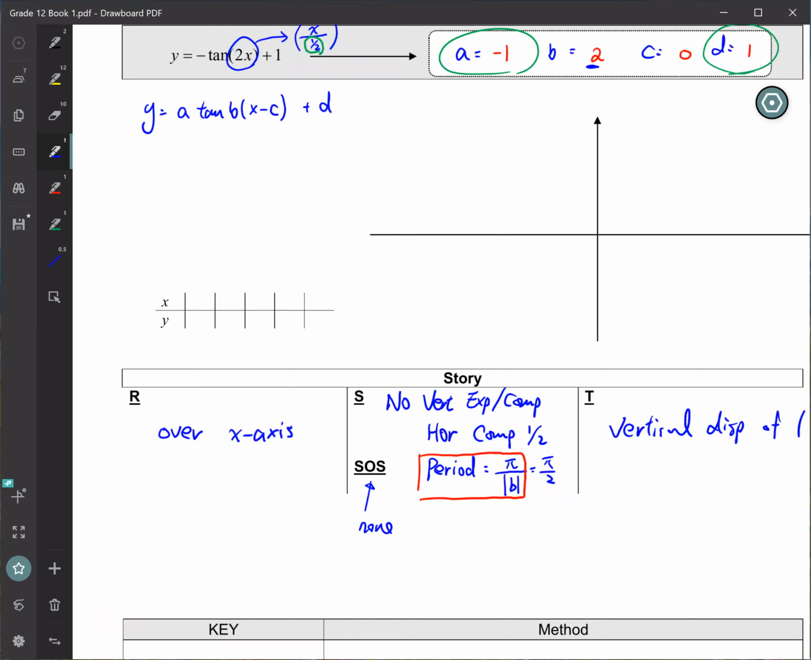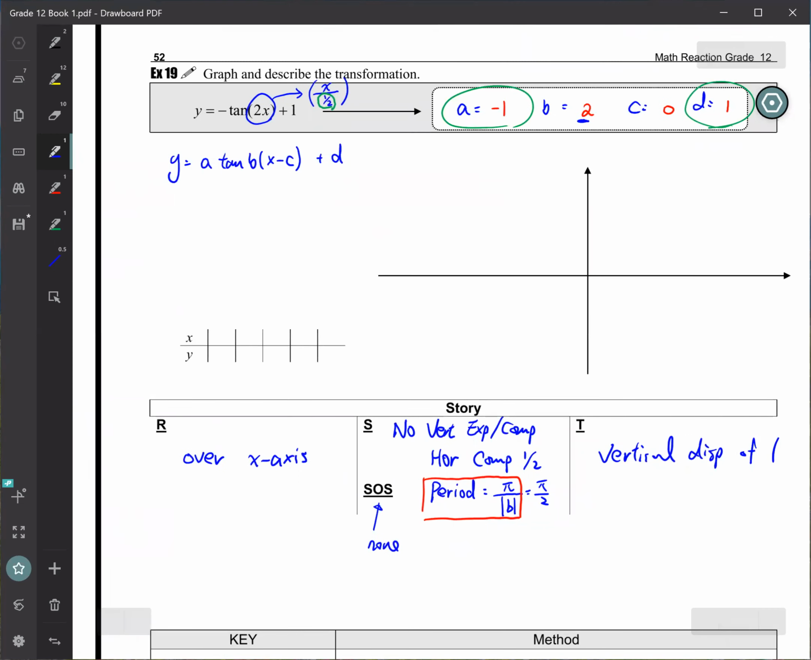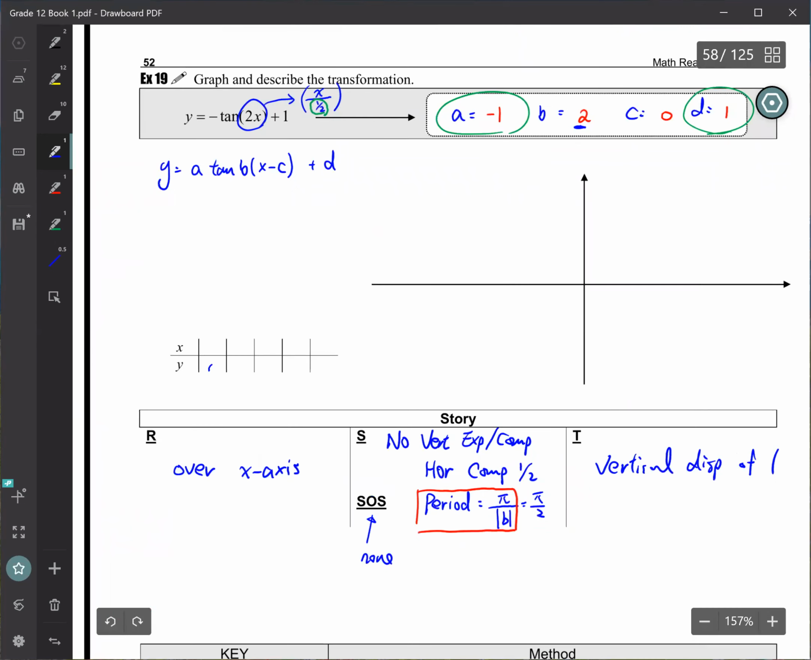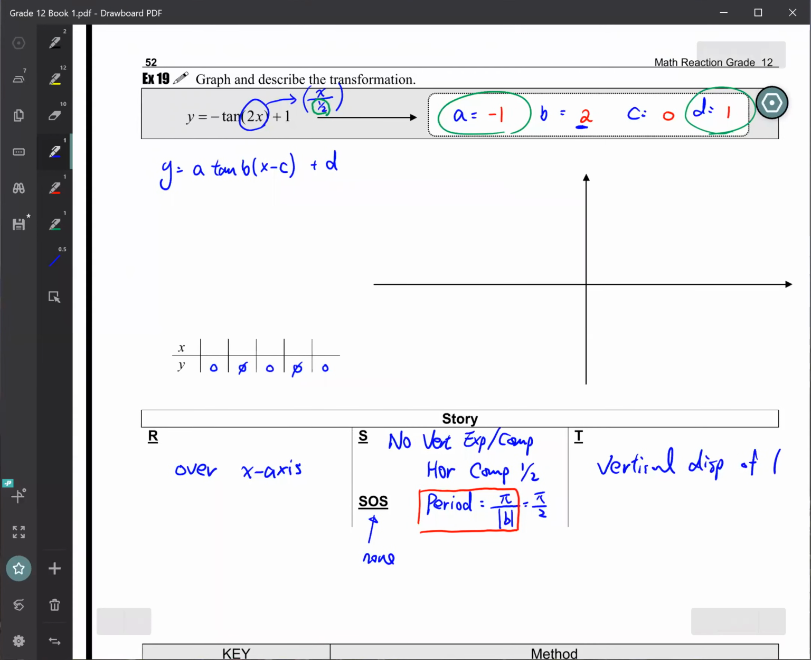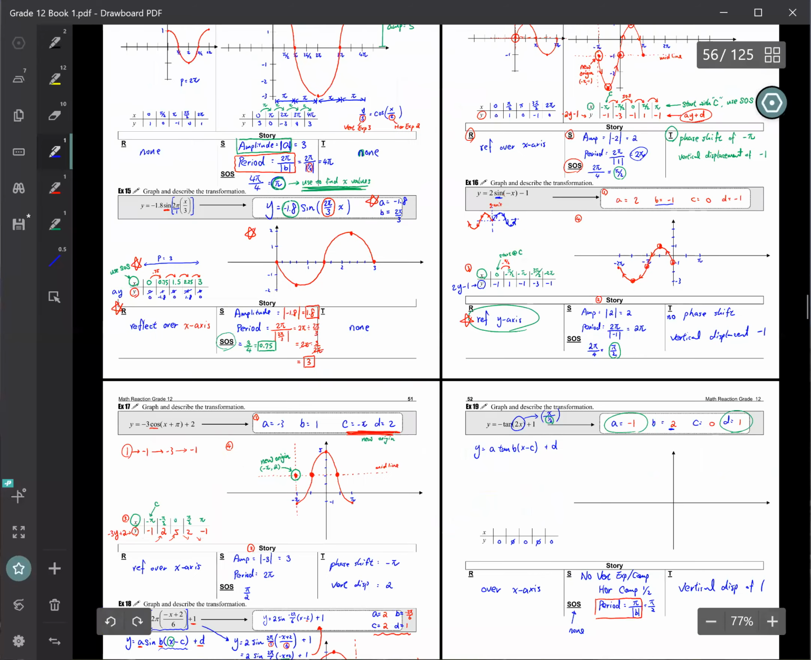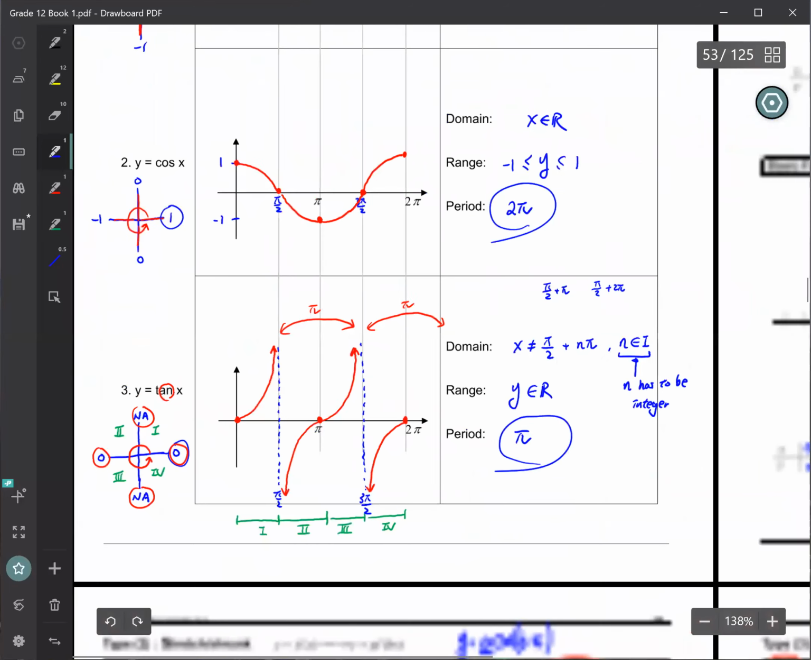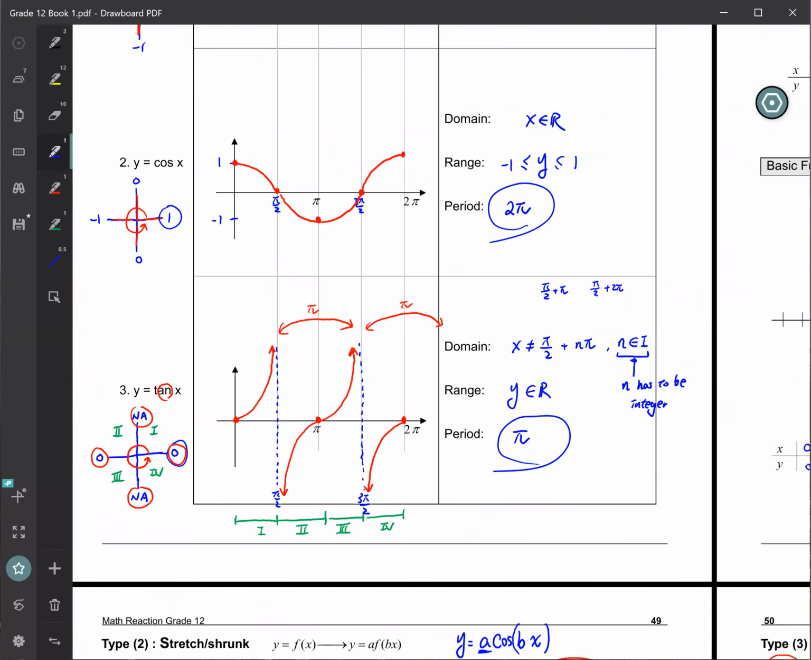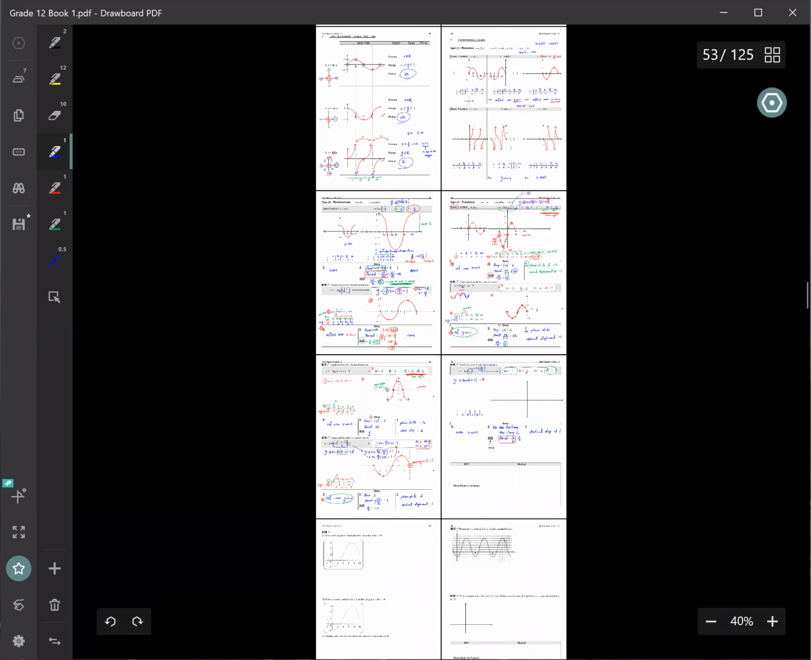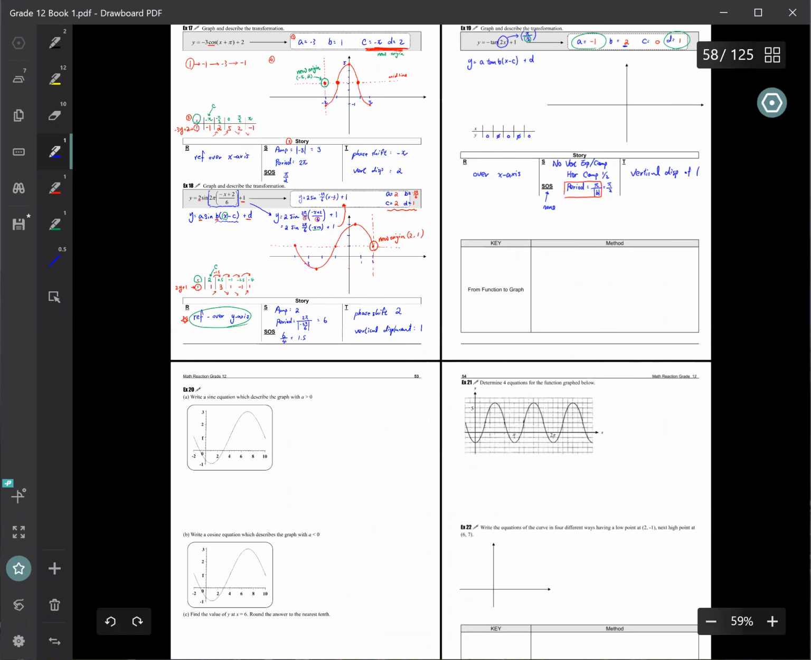So to get the points, for the y value there's not much to do. Remember the y values for tangent start with 0, undefined, 0, undefined, 0. And then the original x, let's take a look, because this one is very new. The x values will be the regular ones: 0, pi over 2, pi, 3 pi over 2, and 2 pi. So copy that over there.